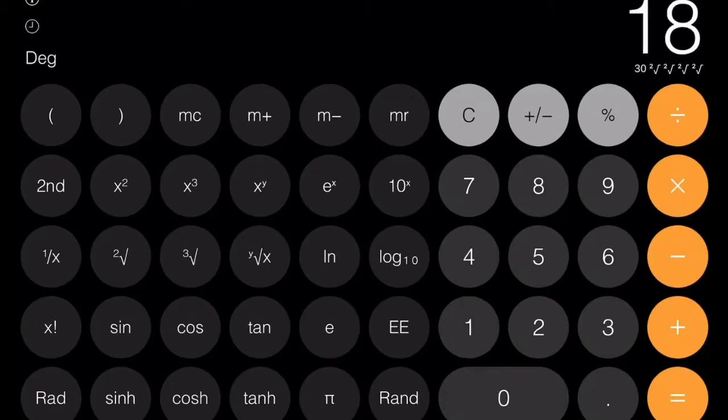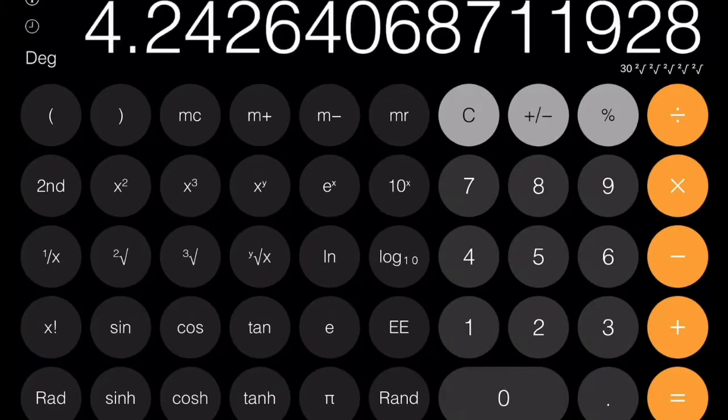If we have 18 and we square root it, we get 4 and 242 thousandths, and so on and so forth. I'm just going to write down these first 4 digits for the purpose of rounding to the nearest hundredths place. So we're just going to write down 4 and 242 thousandths.